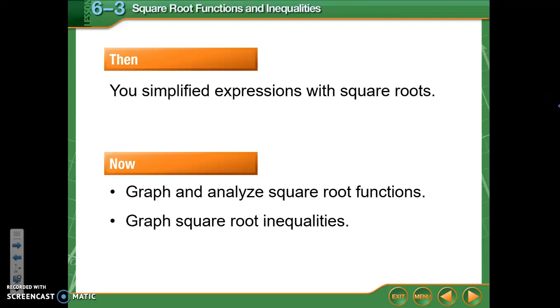All right, it's time for the third section of Chapter 6, which is about square root functions and square root inequalities. So we're going to talk about how to graph square root functions. This is something we touched on a little bit in Algebra 1. So our goals today are to graph and analyze square root functions and then to graph square root inequalities.